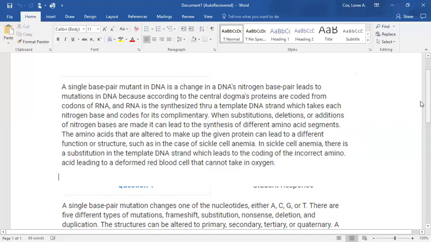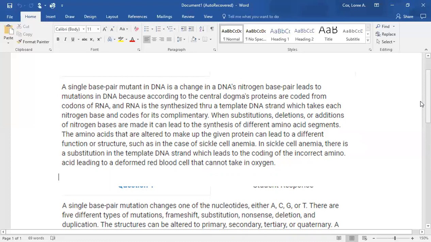Okay, so the amino acids that are altered to make up the given protein can lead to different structure or function. That's repeating the question, such as the case of sickle cell anemia. In sickle cell anemia, there is a substitution in the DNA template strand that leads to the coding of an incorrect amino acid. Okay, that's getting to our protein structure. So this can lead to a deformed red blood cell that cannot take oxygen. So the binding of oxygen is restricted.